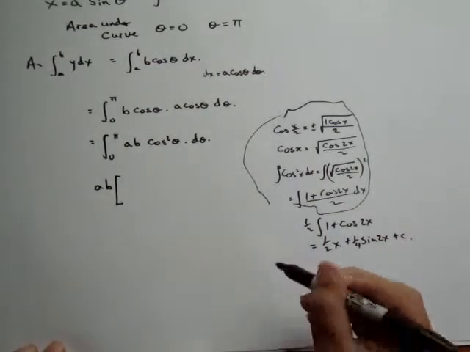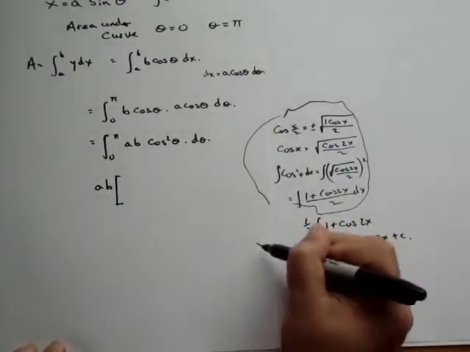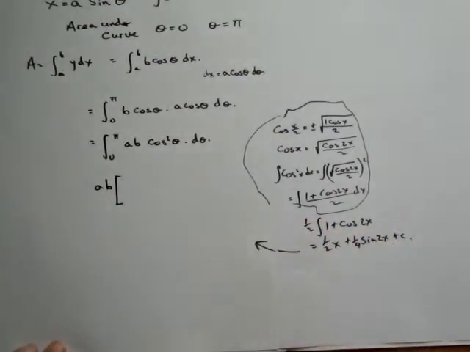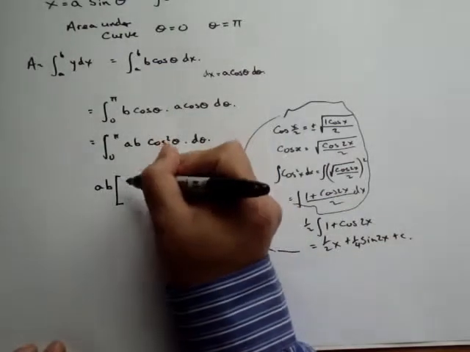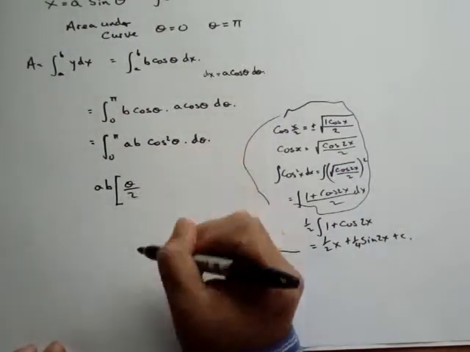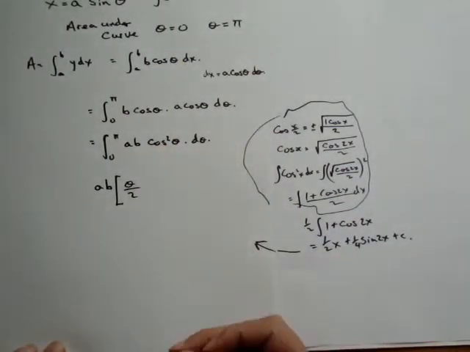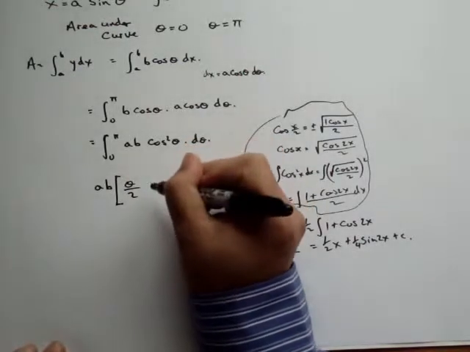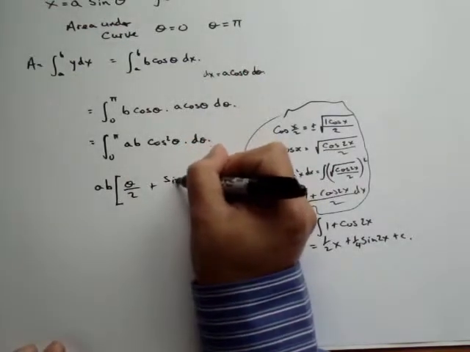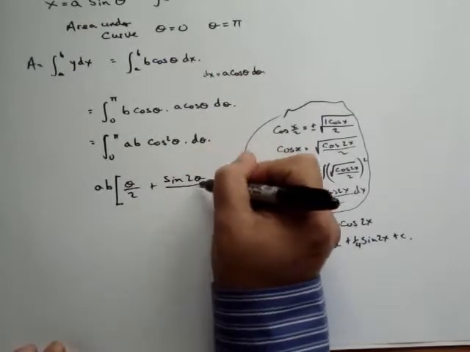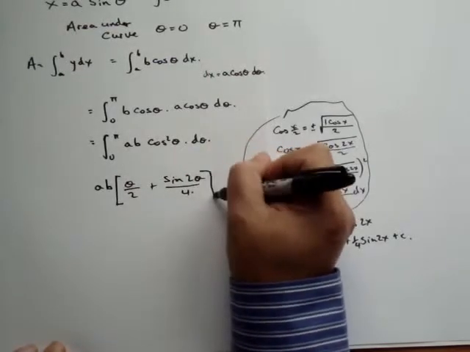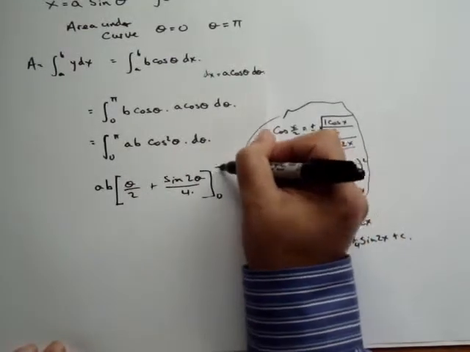So coming back here, if we apply this, this becomes theta over 2, which is the half x, plus sine 2 theta over 4 from the limits 0 to pi.